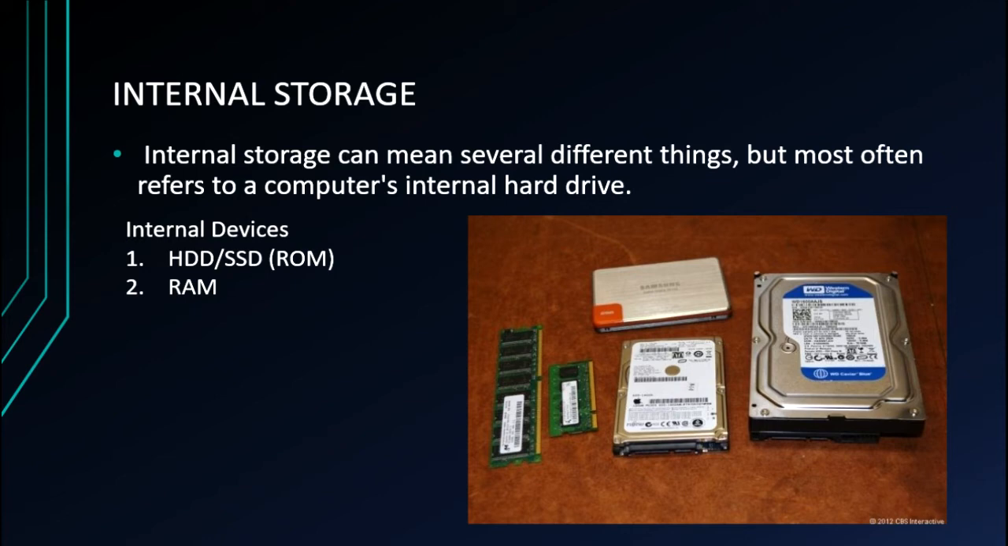Okay, so our internal devices have two types. We have the HDD or SSD or solid state drive, and our RAM. RAM is also considered as internal storage due to its characteristics of holding temporary data and it cannot be detached while the computer is turned on or while using the computer.